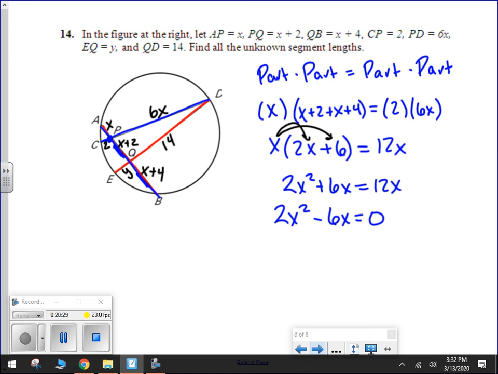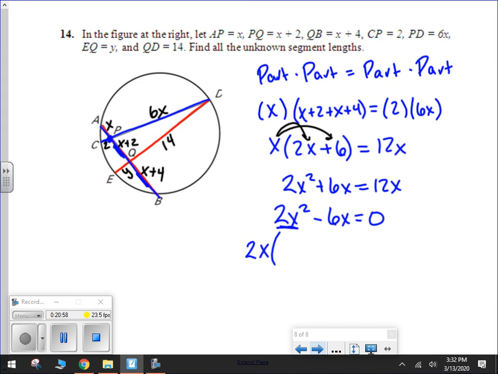Well, I can divide 2 and 6 by 2. It's the biggest number I can divide both of them by without a decimal. And I notice that both terms at least have one x, so I can take out an x. When I do that, I divide this by 2x. So 2 divided by 2 is 1. And if I had 2 x's and I took away an x, I only have an x left. And then I have negative 6 divided by 2, which is negative 3. And there is an x, but I'm taking it away, so there's no x's left.